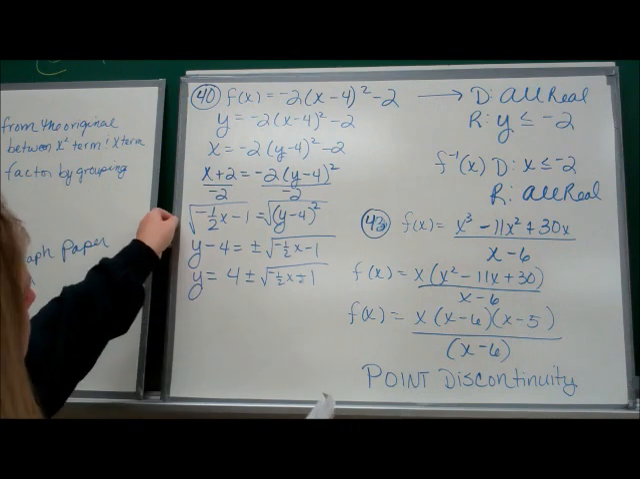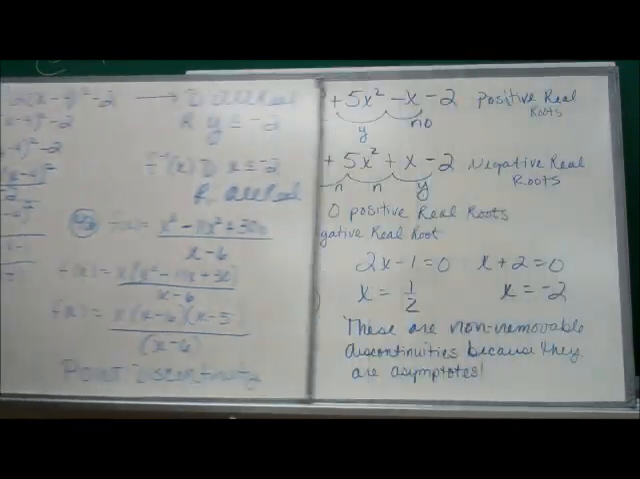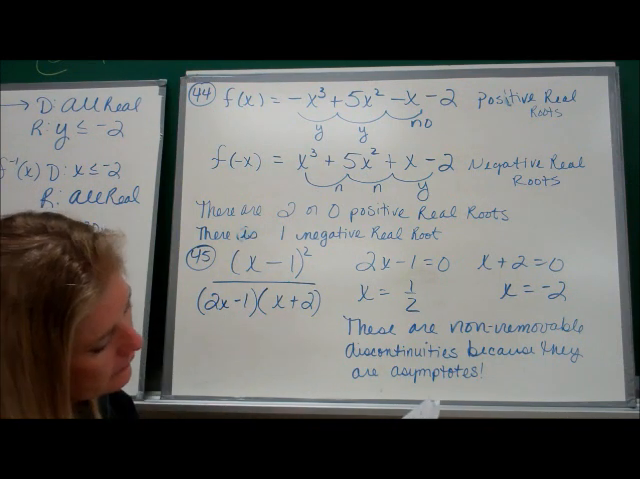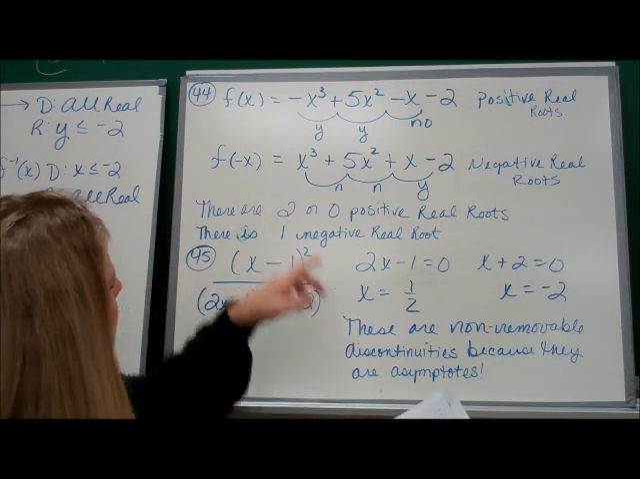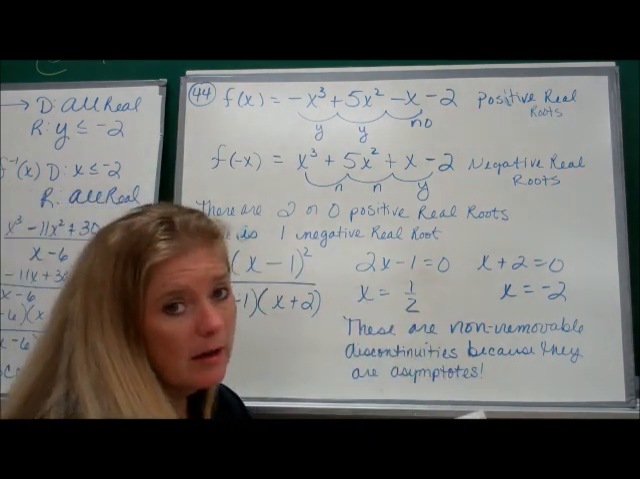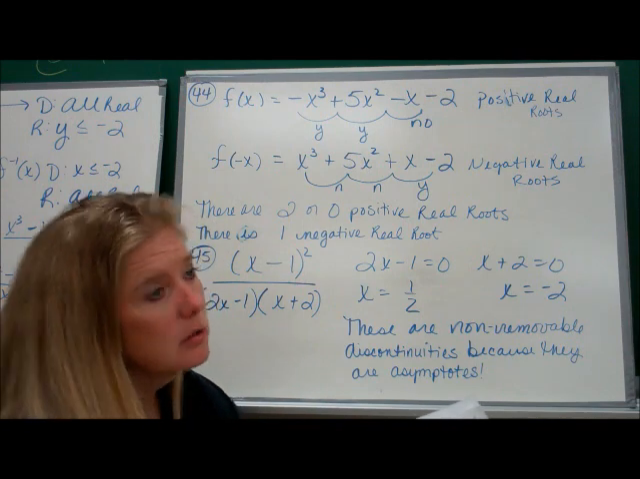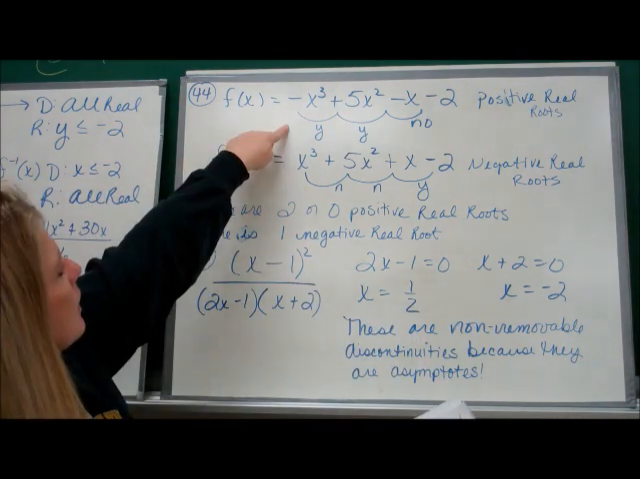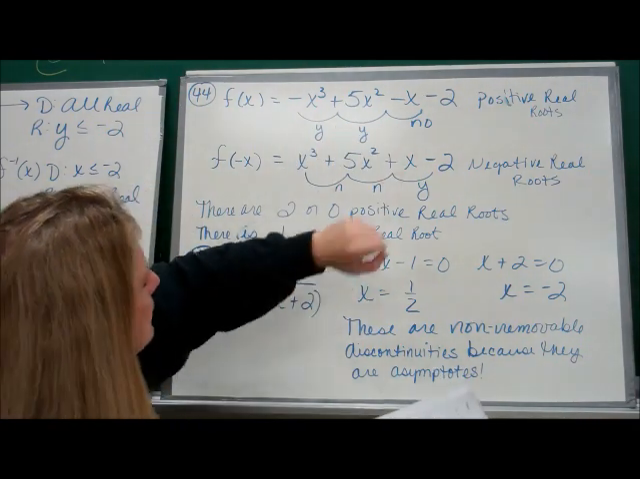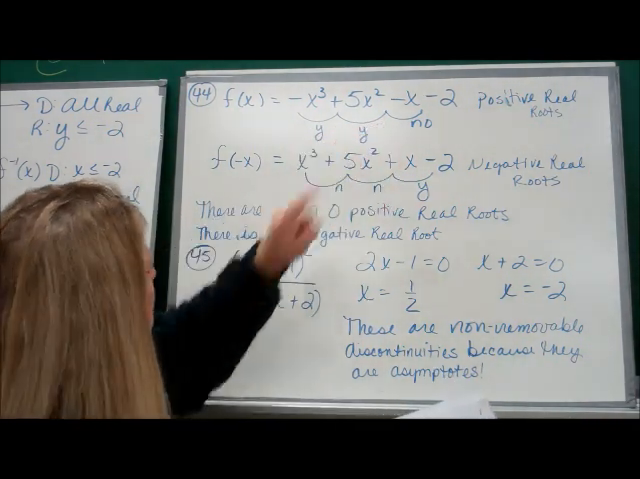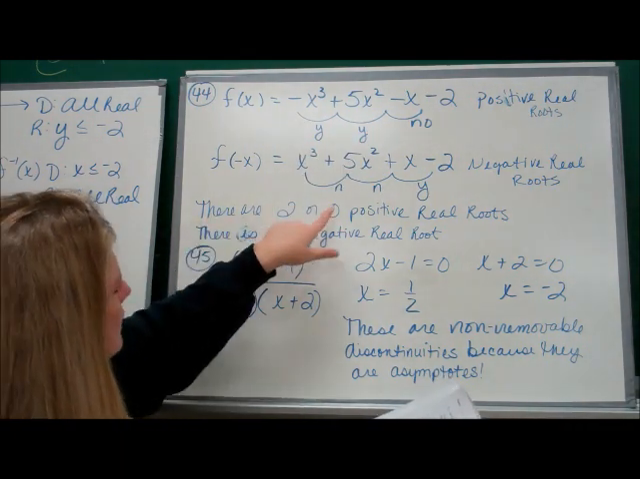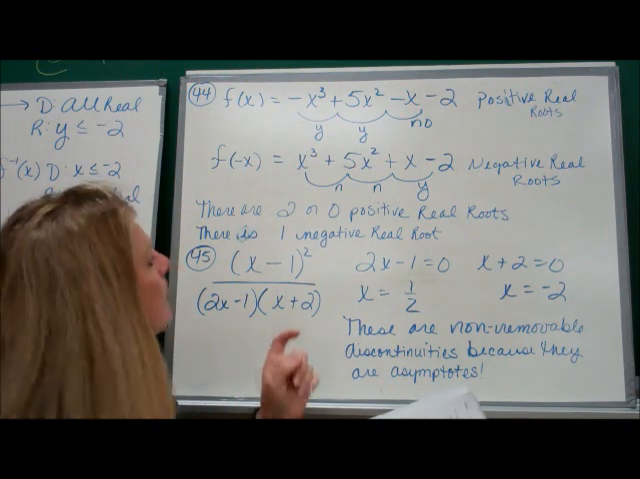44. Descartes' rule of signs. Okay, what does Descartes' rule of signs tell you about this function? Well, we're asking about positive and negative real roots. That's what Descartes' rule of signs is. So we start with the function as it is. How many times does it change signs? Okay, we've got 2. Since it changes sign 2 times, there's either 2 or 0 positive real roots.